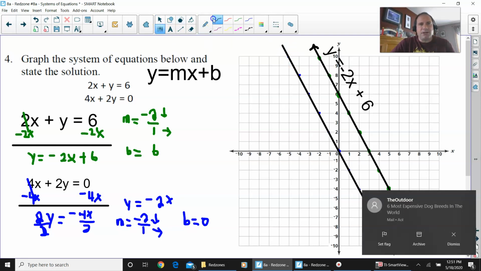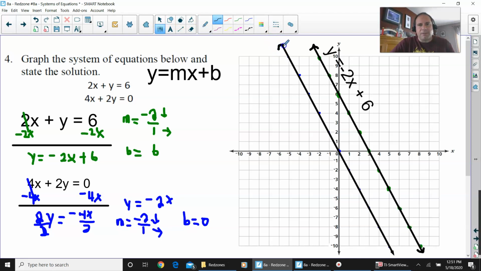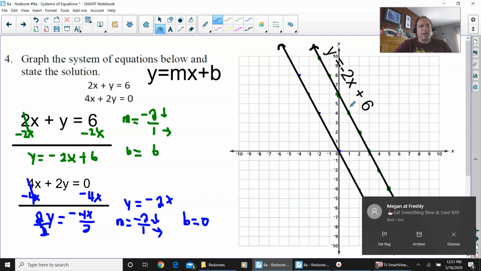Does anybody remember why, or can anybody tell that they were parallel right off the bat?